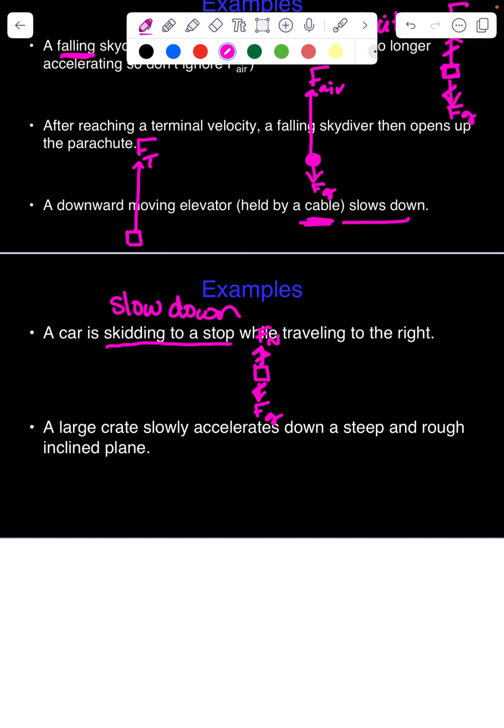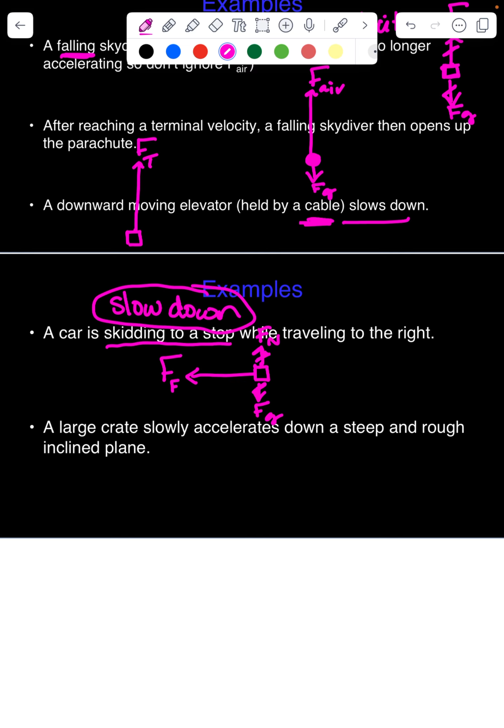Now what would be causing it to slow down? That would be friction. So if the car is traveling to the right, we have a frictional force going to the left. It's opposing the motion. So it's that frictional force that is actually causing it to come to a stop. Here you see an unbalanced force, which is exactly what we should see, because slowing down is an example of acceleration.